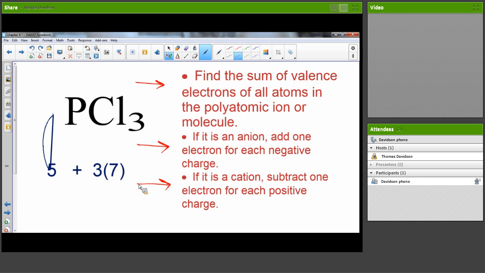So when you're asked to draw a Lewis structure, the first thing that you need to do is determine the total number of valence electrons in your molecule. Now, this is a lot easier, the first part, than you think. All you need to know is the family that the thing is in, because family equals valence electrons. So phosphorus is in family 5. So that's where this 5 comes from.